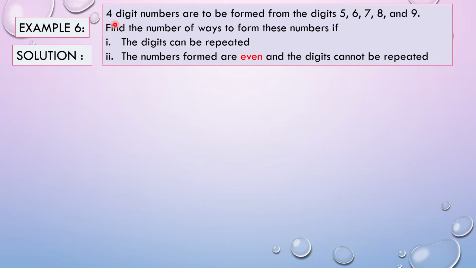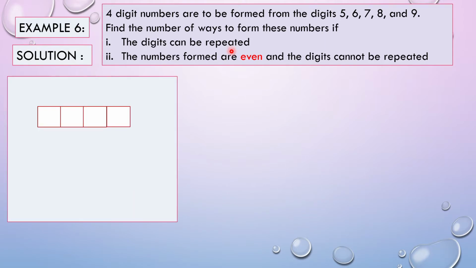For example 6, 4-digit numbers are to be formed from the digits 5, 6, 7, 8 and 9. Find the number of ways to form these numbers if the digits can be repeated. Okay, let's see how to solve. First thing, you prepare the empty boxes. Since we want to form 4-digit numbers, prepare 4 boxes. We don't have any other condition, just the digits can be repeated, that's all.